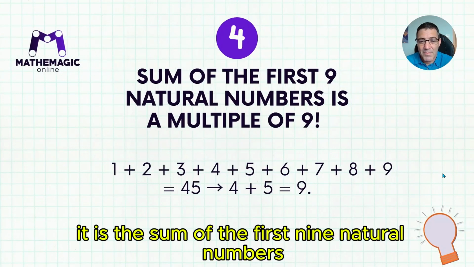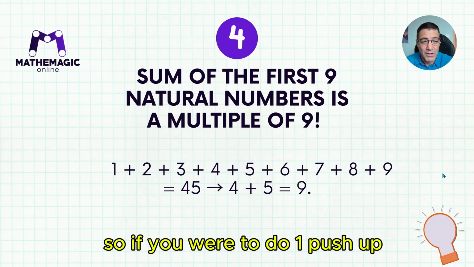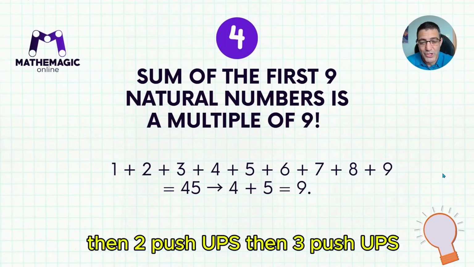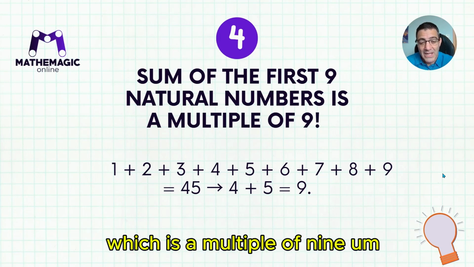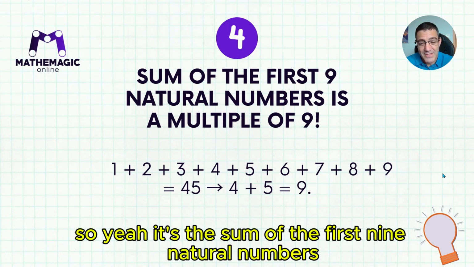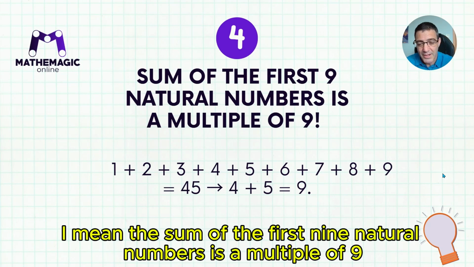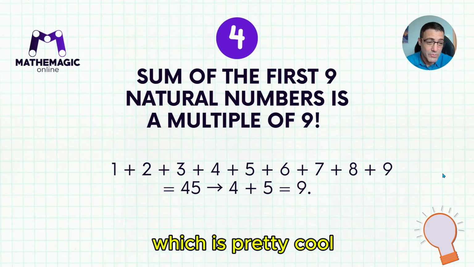It is the sum of the first 9 natural numbers. So if you were to do 1 push-up, then 2 push-ups, then 3 push-ups, then 4, then 5, then 6, then 7, then 8, then 9, that would be 45 push-ups, which is a multiple of 9. So yeah, it's the sum of the first 9 natural numbers. The sum of the first 9 natural numbers is a multiple of 9, which is pretty cool.